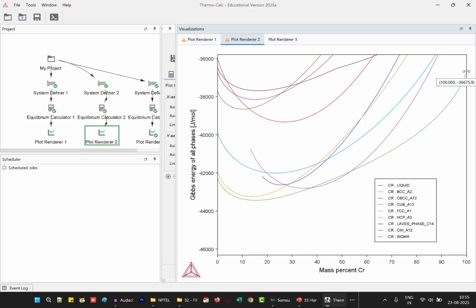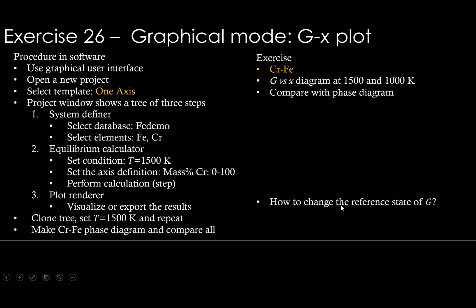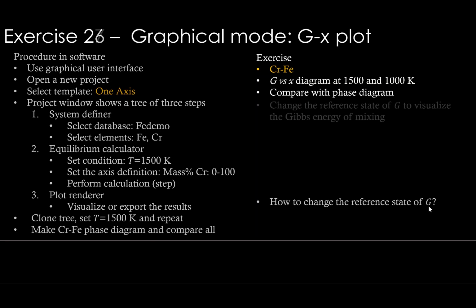So how do we make that? We can make that change by changing the reference state. Let's see how to do that. How to change the reference state of Gibbs energy, that's what we are going to see now.